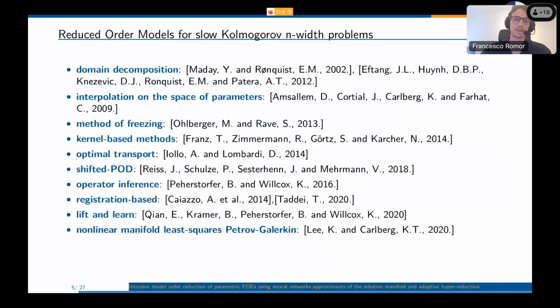So in the literature, these are some references, some methodologies with which researchers have tried to solve this problem. Some of them can be grouped as local methodologies, like domain decomposition or interpolation on the space of parameters. Some others take inspiration from machine learning, nonlinear dimension reduction techniques like kernel-based methods. Some others from imaging sciences, like older techniques like registration, applied, for example, in 2014 for registering geometries. And more recently, also autoencoders, so in the last reference of Lee and Carlberg. And today I'm going to talk about an extension of their methodology with hyperreduction.